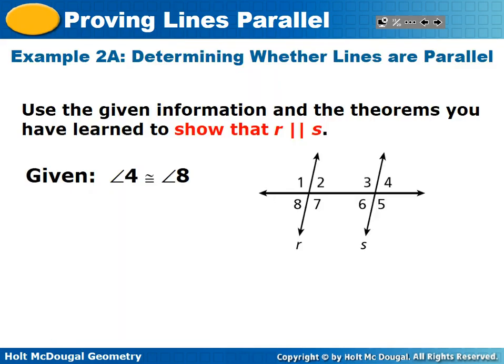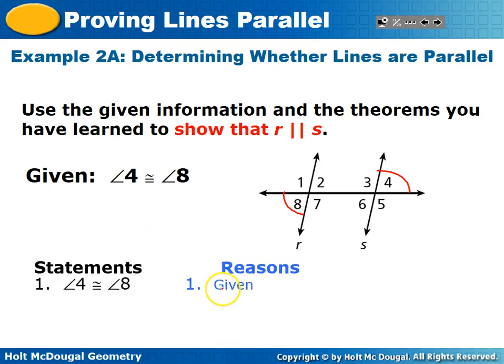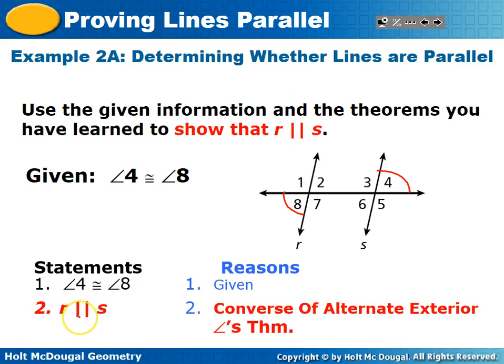Example 2a. It says use the given information to show that R is parallel to S. We're given that angle 4 is congruent to angle 8, so we're going to go ahead and mark those in the drawing. When we work through this proof, our first statement was given to us, and number 2 is R is parallel to S, and that's because of the converse of the alternate exterior angles theorem. We can see that 4 and 8 are alternate exterior angles to each other.